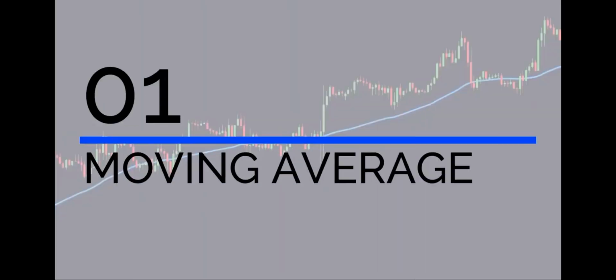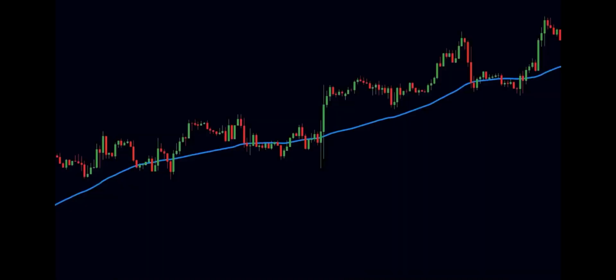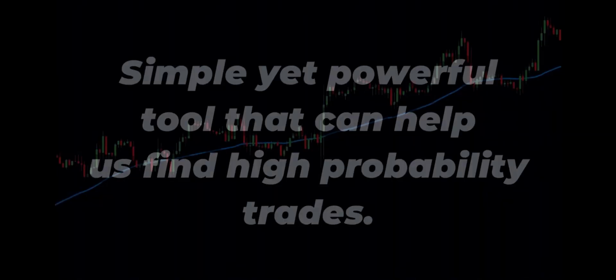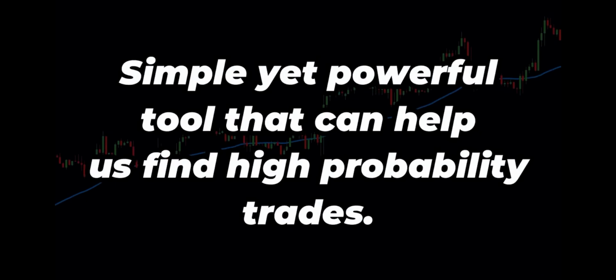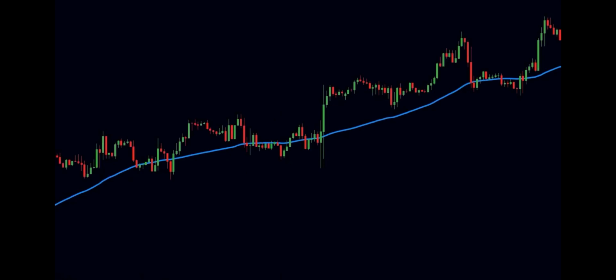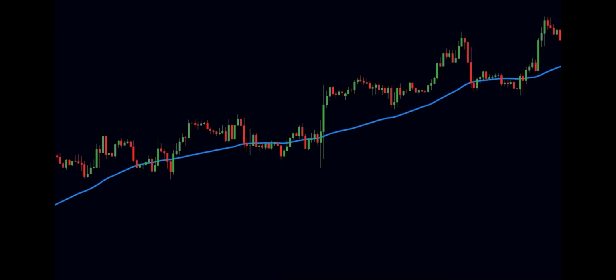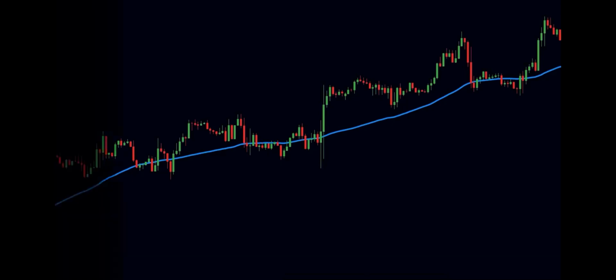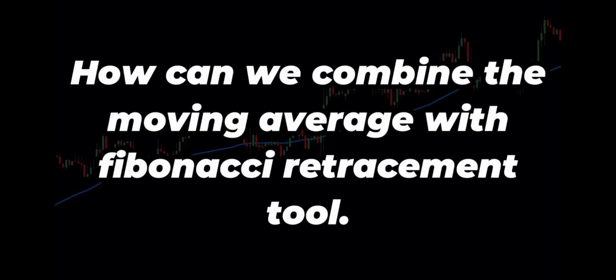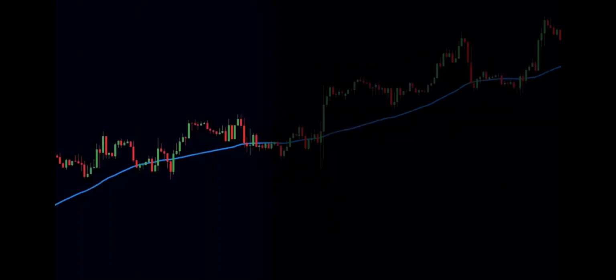So, the first confirmation is a simple moving average. If you have watched my earlier videos, you will already know my love for moving averages. They are a very simple yet powerful tool that can help us in identifying high probability trades. As I have already stated in my other videos, a moving average acts as a dynamic level of support and resistance. It also helps us in identifying the trend. Now let's see how we can combine the moving average with the Fibonacci retracement tool.